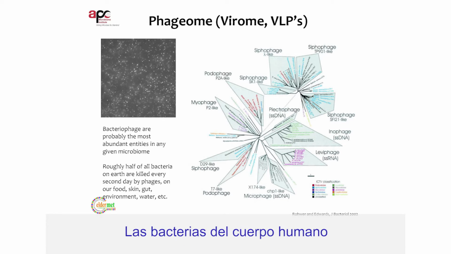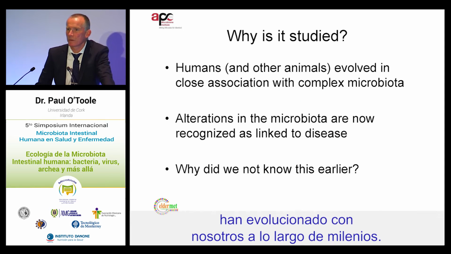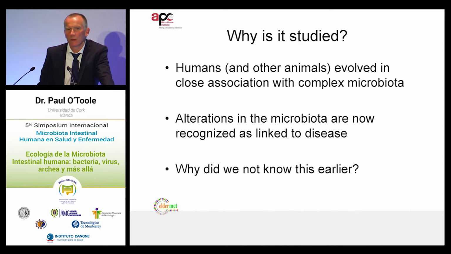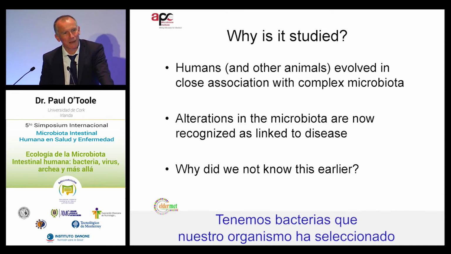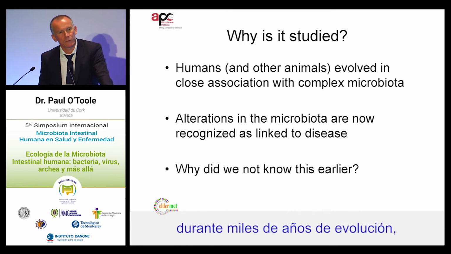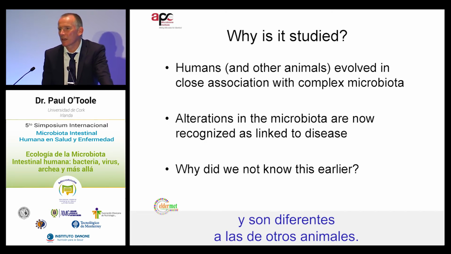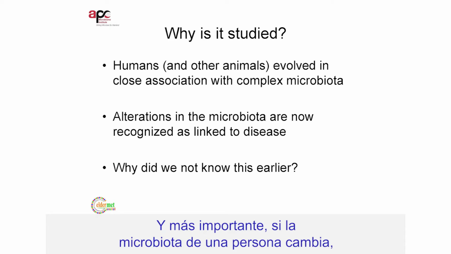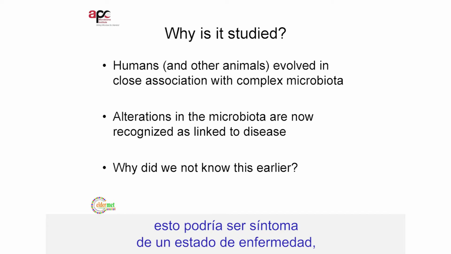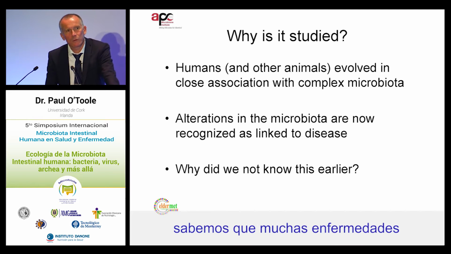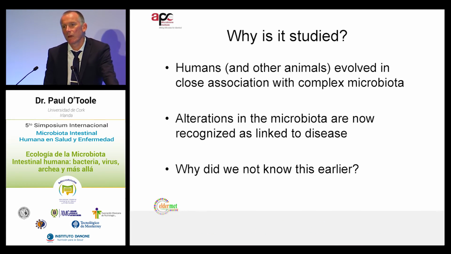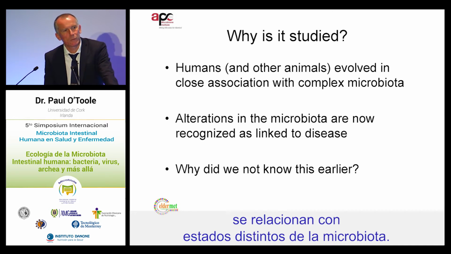The bacteria on our bodies have co-evolved with us over thousands of years. We don't have random collections of bacteria. We have bacteria that have been selected by our bodies over thousands of years of evolution. And we have different bacteria to other animals. More importantly, if your microbiota changes, it could be a symptom of a disease state, because as I'll show you in a moment, we now know that many human diseases are associated with different microbiota states.